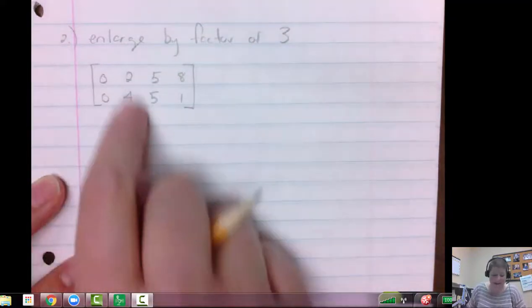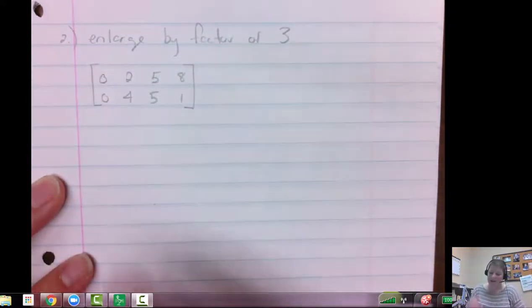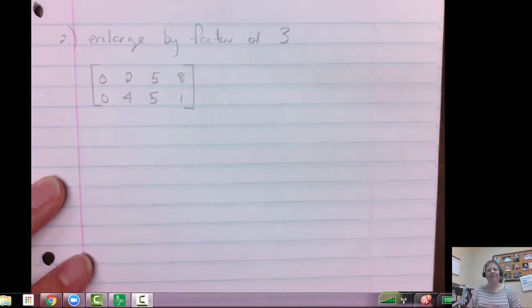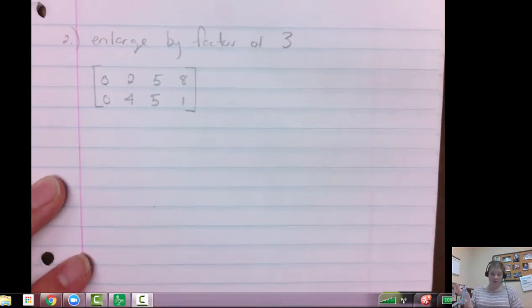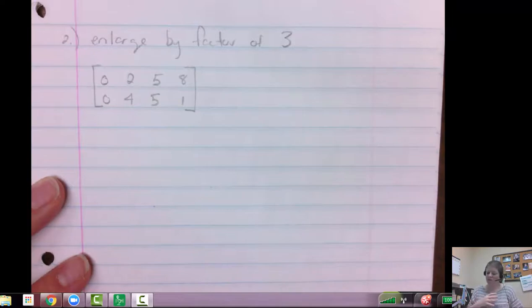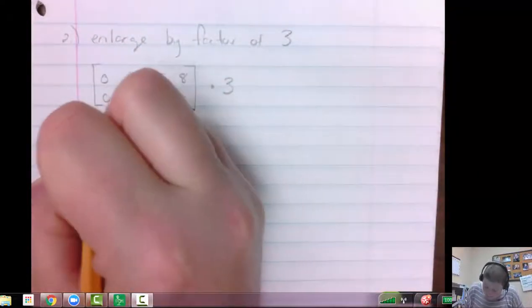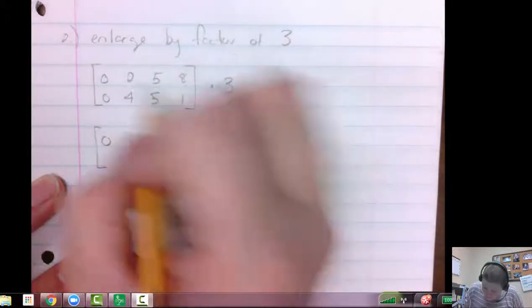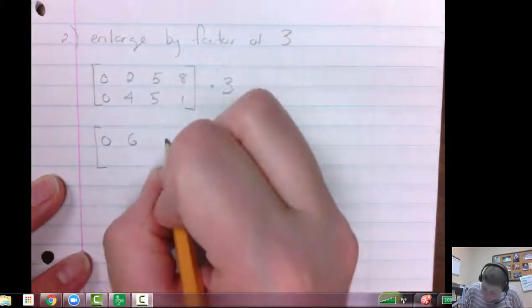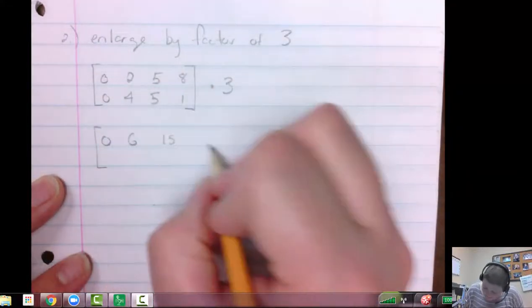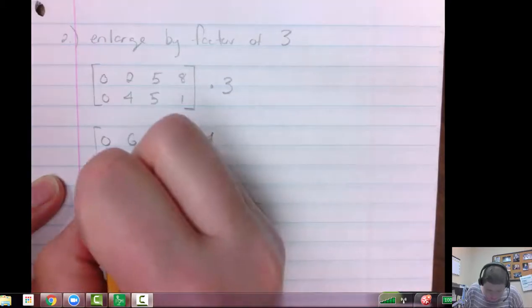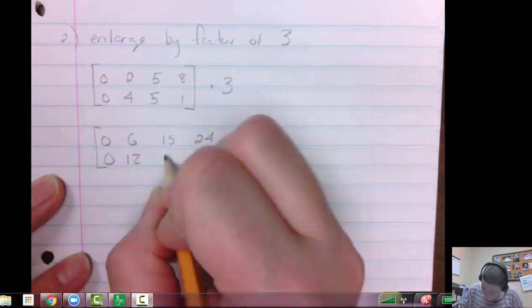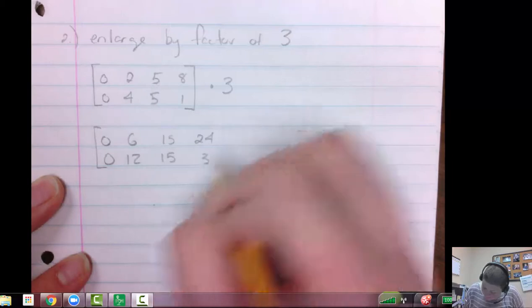So 0, 0, I have 4 points here. What would I do if I want to enlarge these by a factor of 3? Well, it's scalar multiplication, so you just multiply everything by 3. So times this entire thing by 3, and we would get what points? Well, 0 times 3 is 0. 3 times 2 is 6. 3 times 5 is 15. 3 times 8 is 24. The bottom row would be 0, 12, 15, and 3.